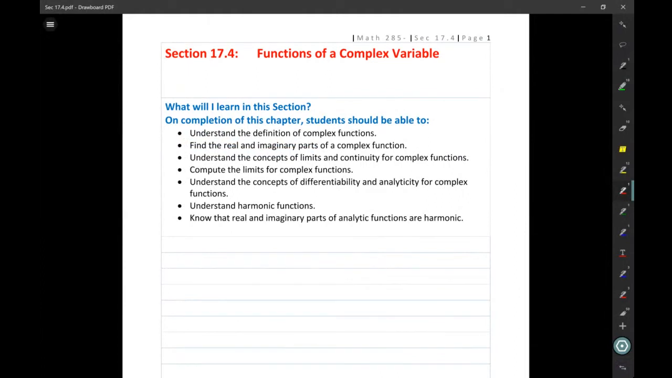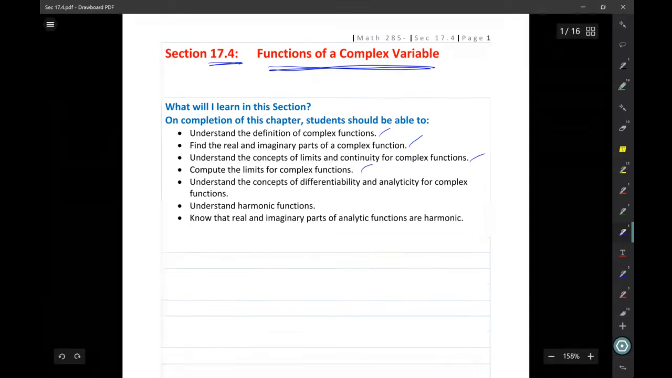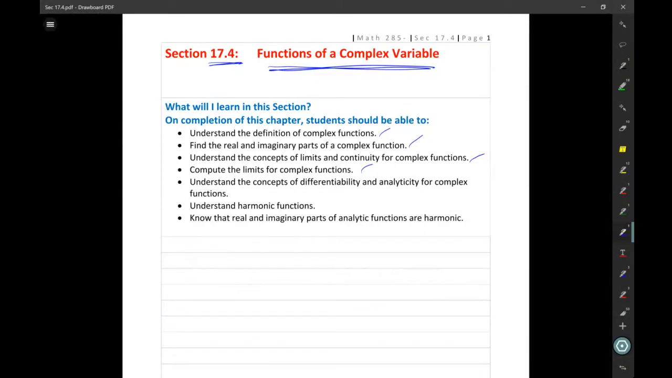Now we will start today inshallah in section 17.4, which is the function of complex number. In this section we will be talking about the definition of function of complex number and how we can find the imaginary and real part of the function, understanding the concept of limit, computing the limit, and we will discuss the concept of differentiability and the harmonic function and the analytic harmonic function.